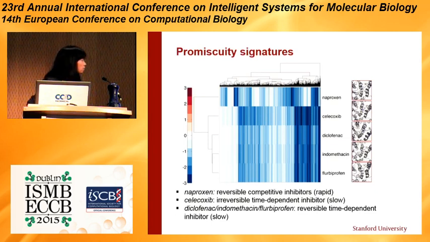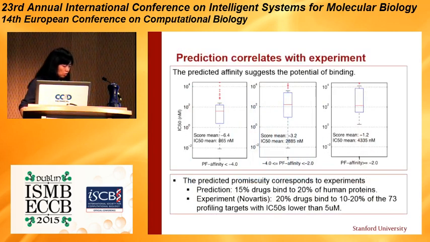So with that, given the drug, we build the profiles. We have the vectors of its binding potential against all the human proteins. So we validate this promiscuity in 2 aspects. First, we look for the experimental assays again.